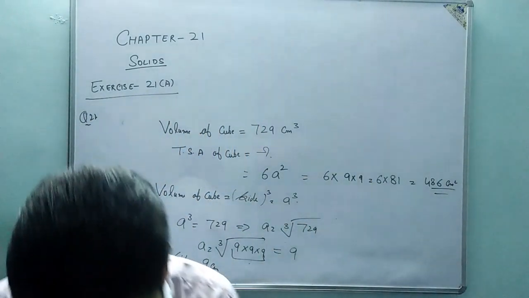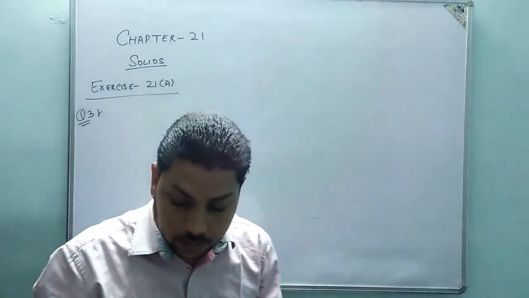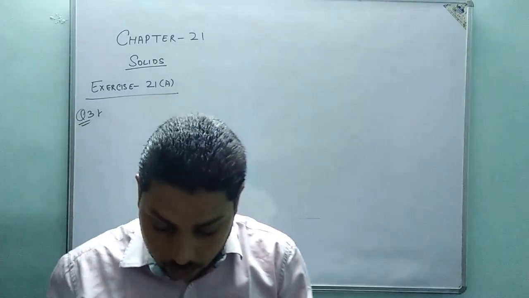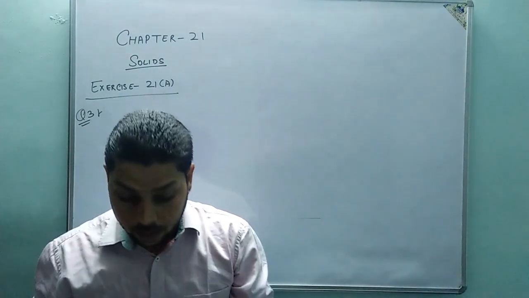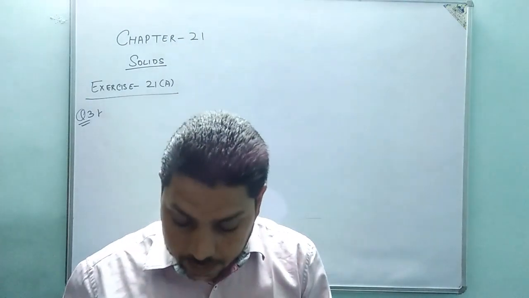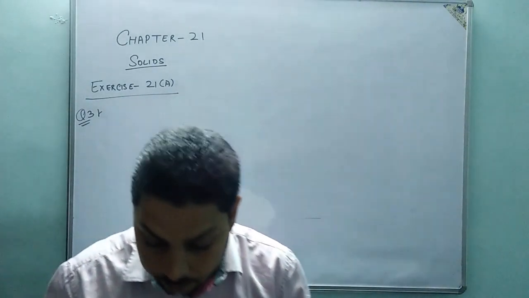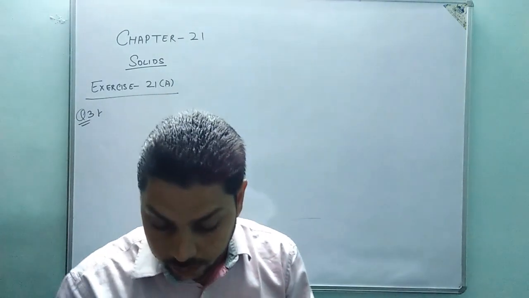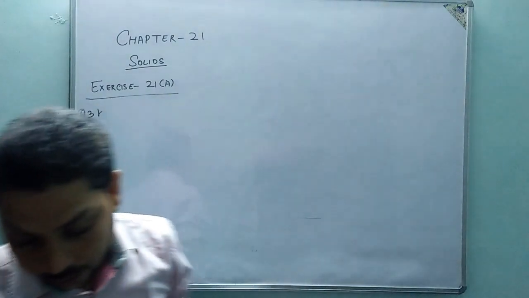Now come to the next question. Third question. The dimensions of a cinema hall are 100 meter, 60 meter and 15 meter. How many persons can sit in the hall if each requires 150 meter cube of air?